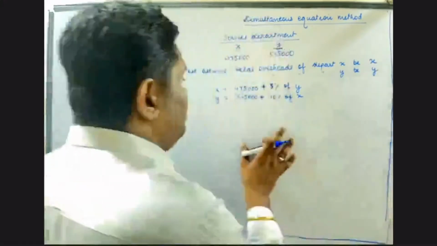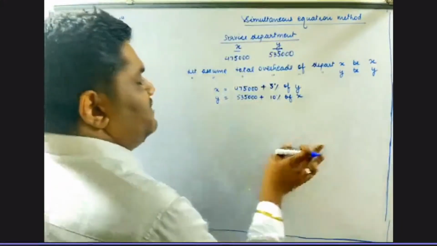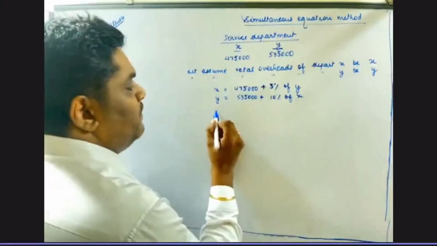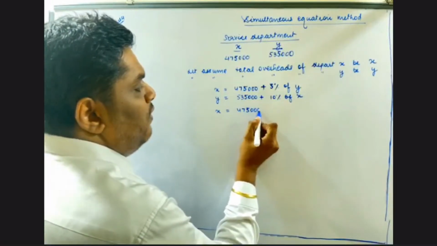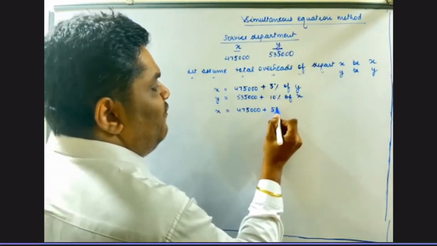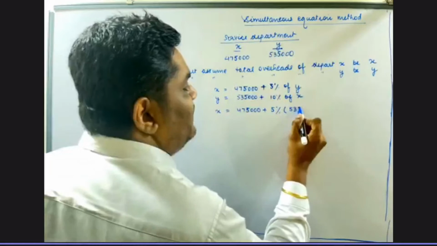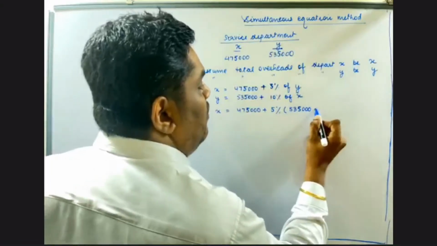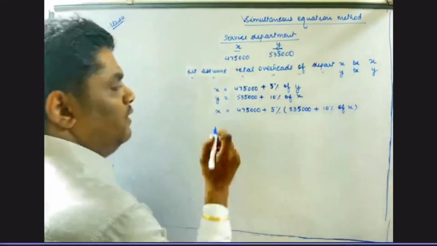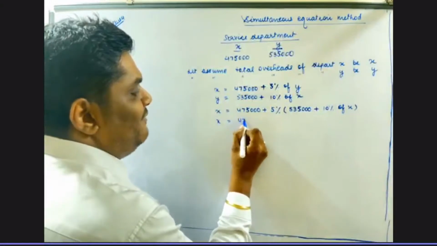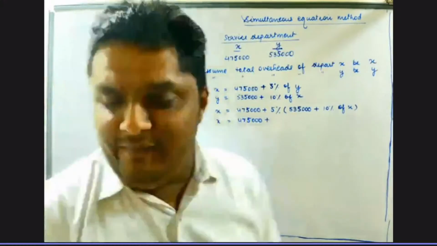So now let's solve this equation using the simultaneous equation method. So X will be equal to 4,75,000 plus 5% of Y, and herein the value of Y is what? 5,35,000 plus 10% of X. So X will be equal to 4,75,000 plus 5% of 5,35,000.